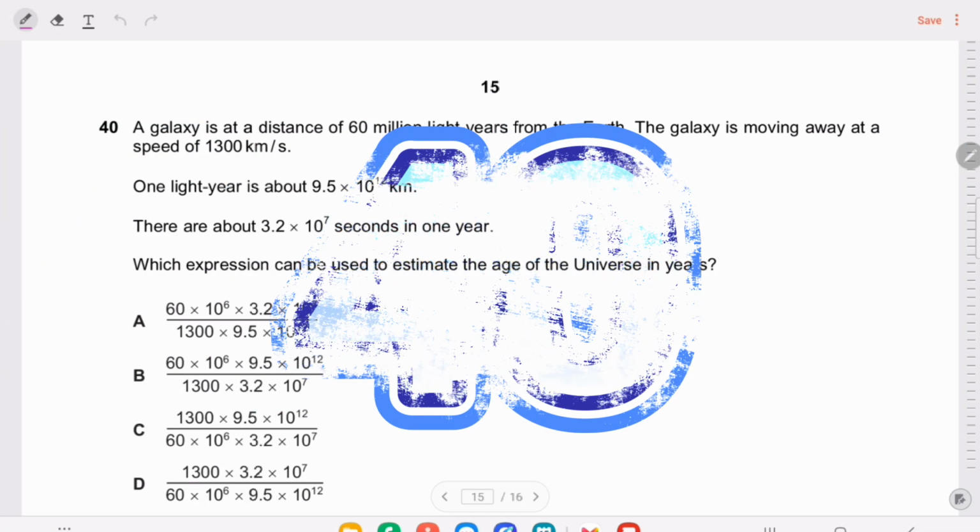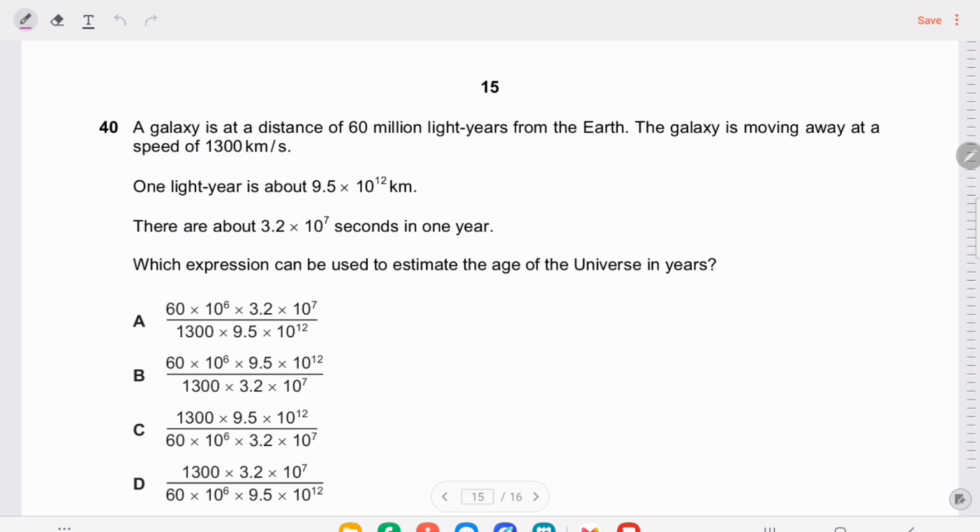A galaxy is at a distance of 60 million light years from the Earth. The galaxy is moving away at a speed of 1300 km per second. 1 light year is about 9.5 × 10^12 km. There are about 3.2 × 10^7 seconds in 1 year. So which expression can be used to estimate the age of the universe in years? Don't panic because of the big numbers. This question is actually testing one simple idea. Scientists estimate the age of the universe using time equal to distance divided by speed.